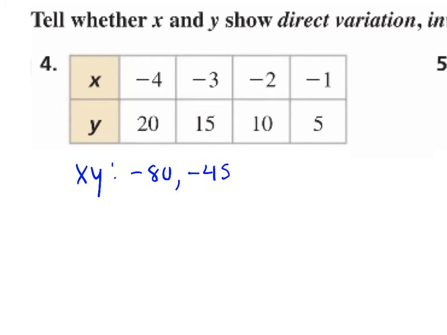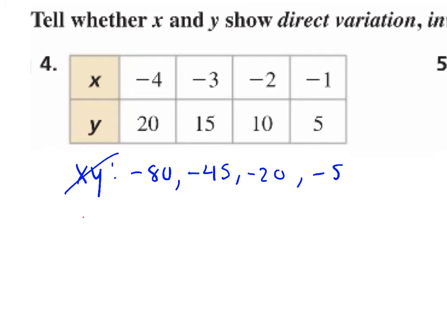Negative 45. We already got different numbers, so obviously this is not going to be a constant, so x times y does not work. We can keep multiplying them and just check them all, but it already didn't work, so you can do it until you get a number that's not the same, or you can check all the way through.